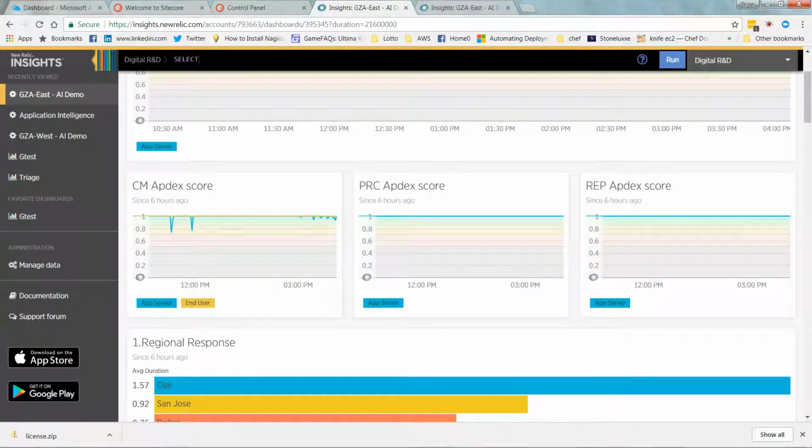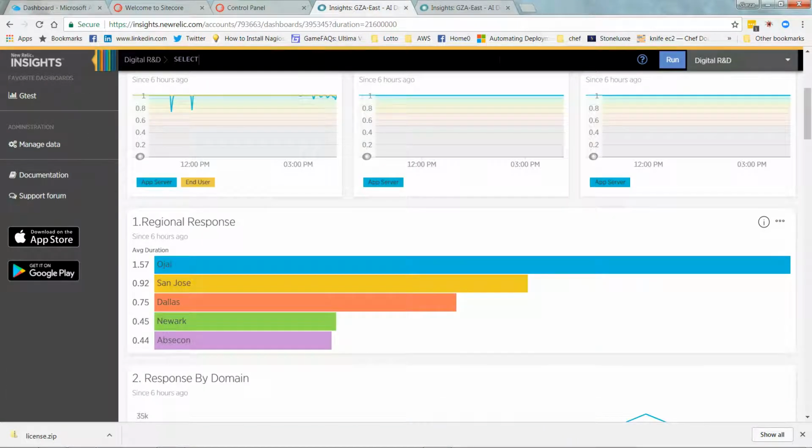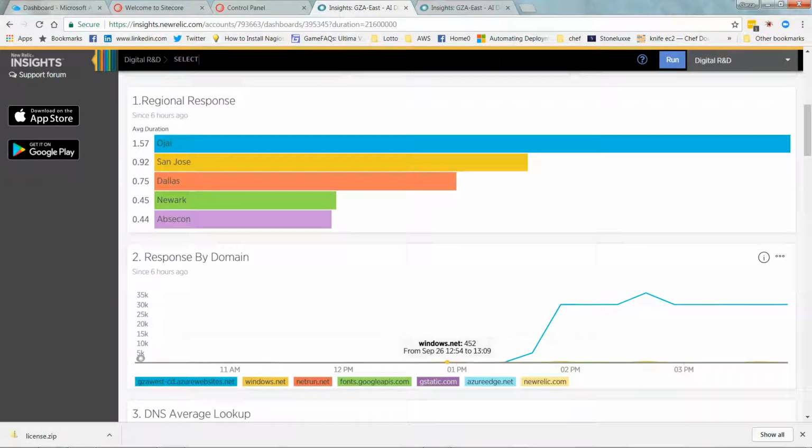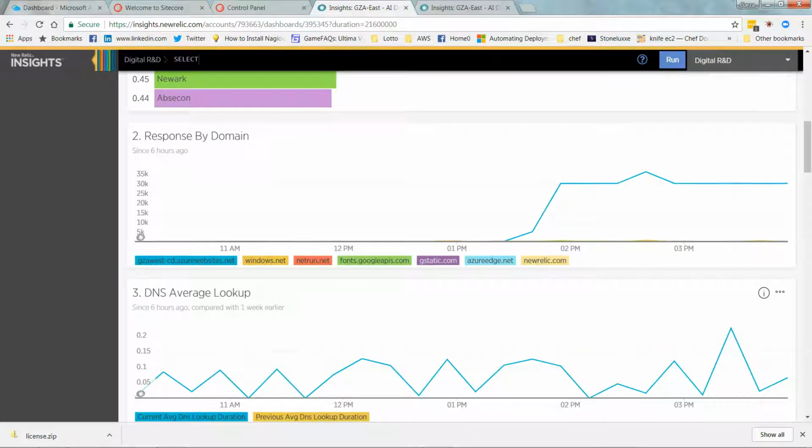The following is a series of queries and metrics measuring the following application risks. Number one is a regional response test, which isolates regional outages or external response issues. Number two is a response by domain, indicating domains in use and potential dependencies. Number three is a DNS average lookup compared to the previous week. This indicates name resolution or query throttling.